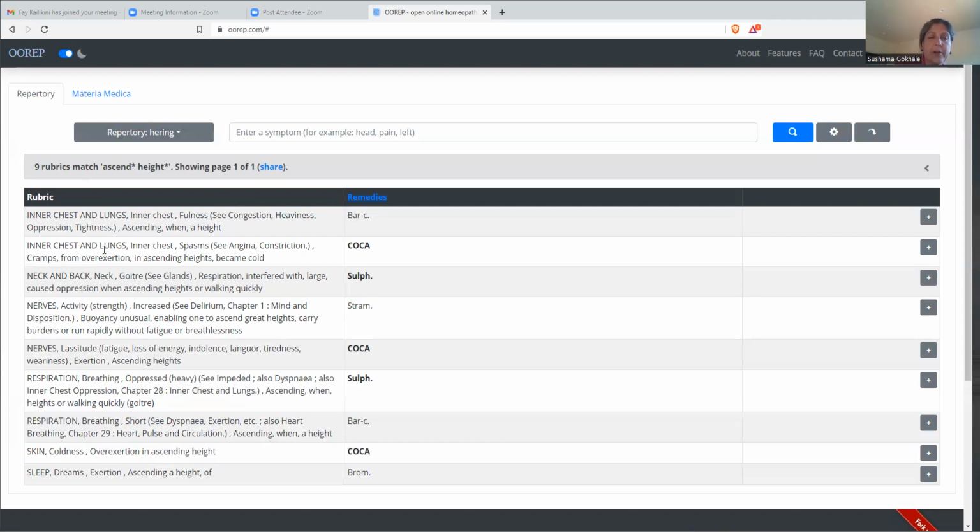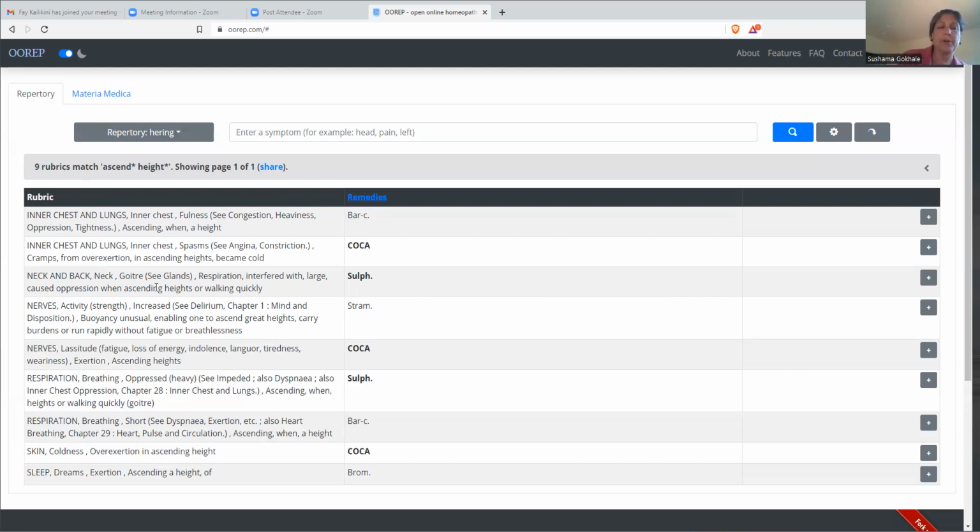On the other hand, when you're ascending, in your inner chest you get spasms, like your chest is constricting, angina, constriction, cramps from overexertion. You get stitches in your chest and belly in ascending heights, and you become really cold. That's coca. It's the classical symptoms of height sickness, and it's made from coca leaves that the Incas chewed in order to climb great heights with great burdens of weight on their back without blinking, without a problem.